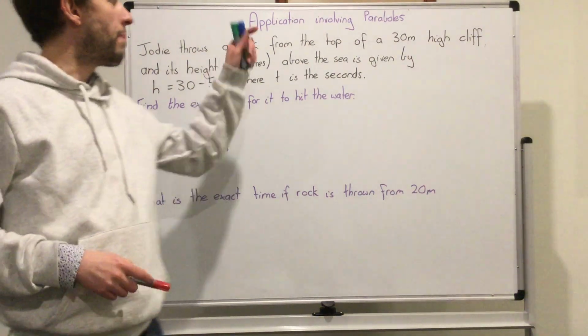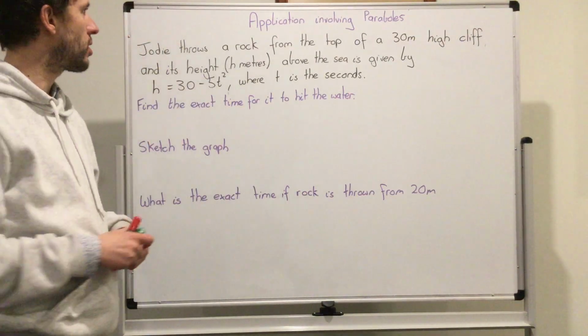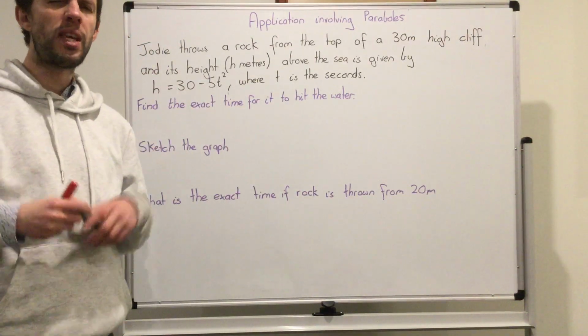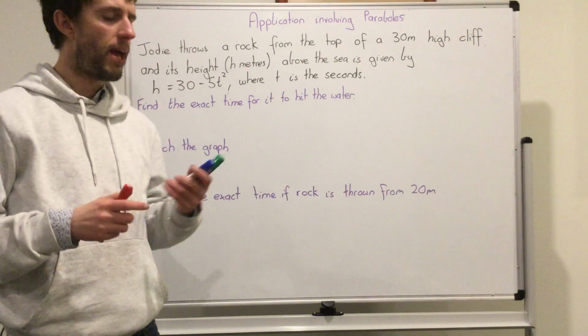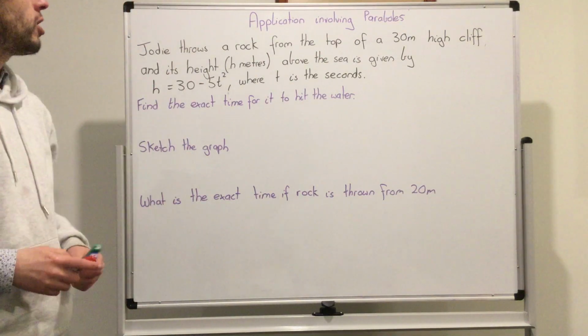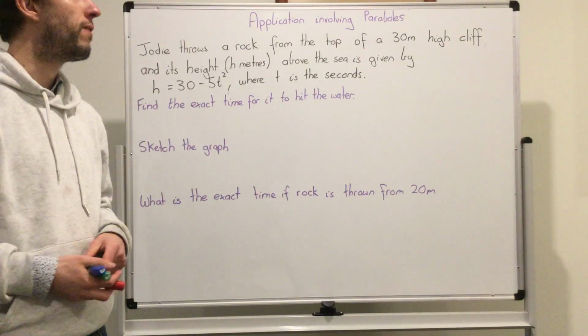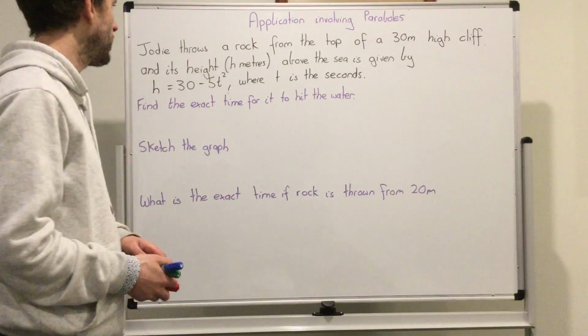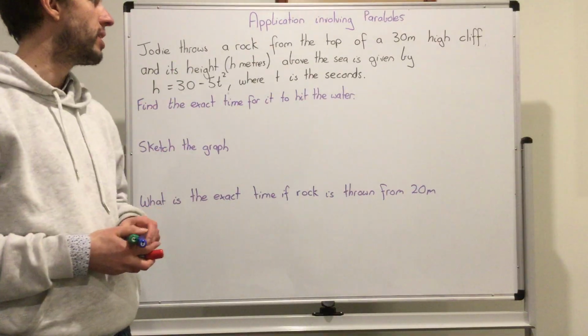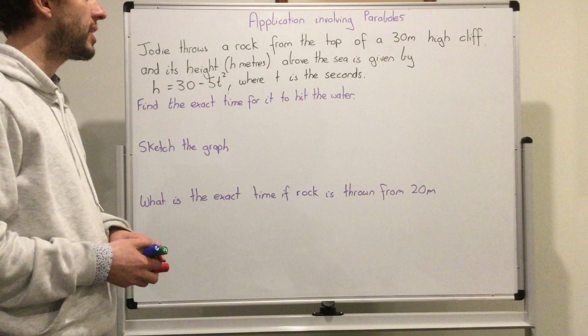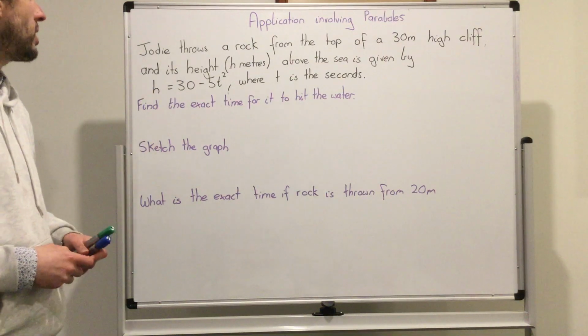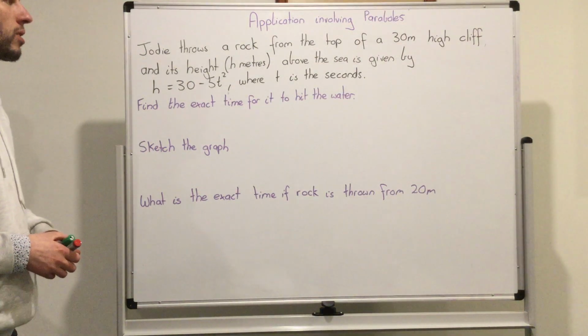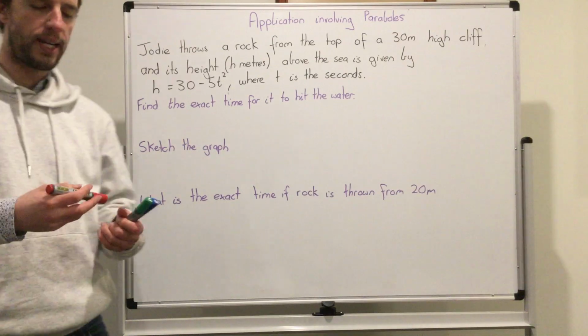So we are looking at an application involving parabolas. I'm just going to read this question first, and then we're going to break it down and make it a bit simpler. Jody throws a rock from the top of a 30-meter high cliff and its height h meters above the sea is given by the formula h equals 30 minus 5t squared, where t is the seconds.